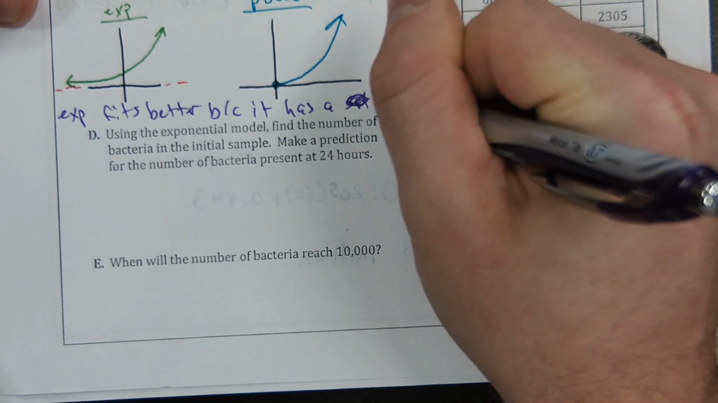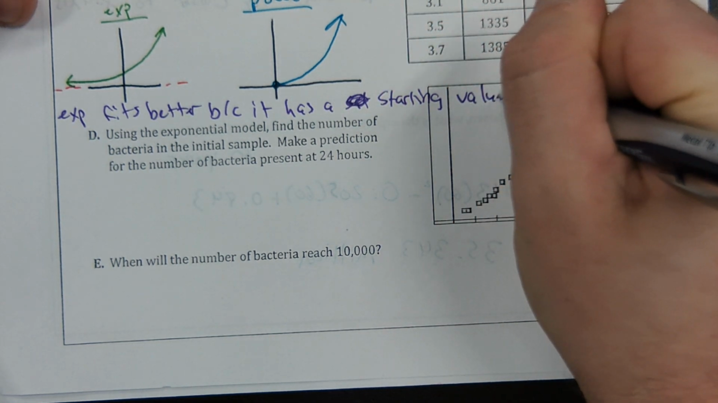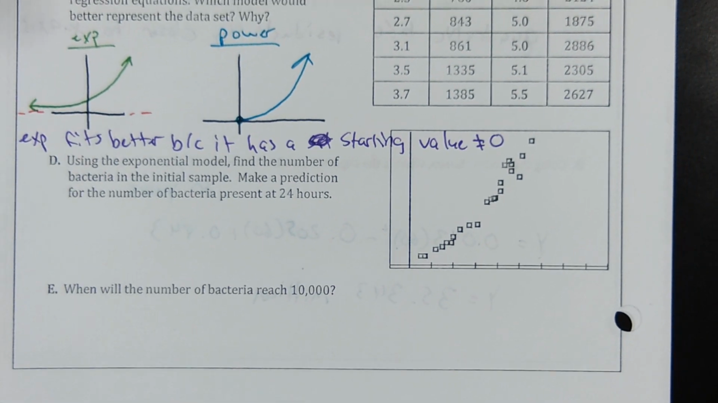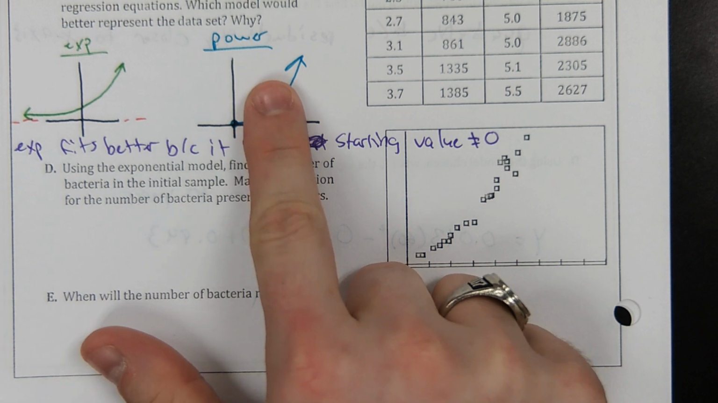Oops, I can't spell. It is a starting value that is not 0, whereas all power functions do have a starting value that is 0. Now, in second period, I chose this one because I wasn't thinking. And let me tell you why I chose this one in second period.